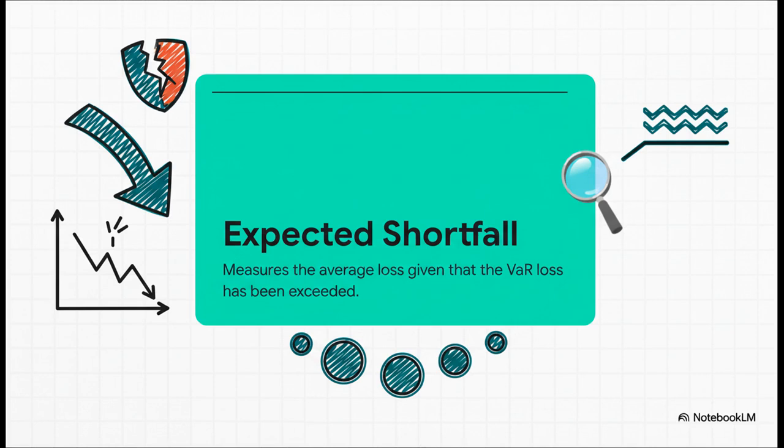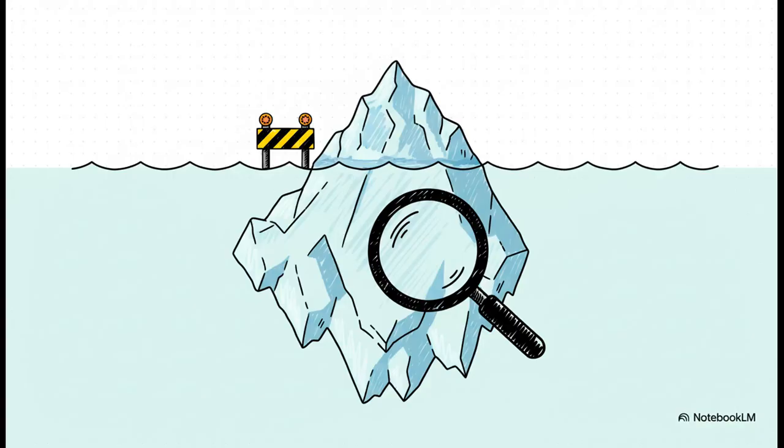It asks something very specific. Okay, for all those terrible days when we do crash past our VaR limit, what's the average loss we should expect? It finally gives us a way to measure the pain out there in that scary tail end of the distribution. And looking at them side by side really makes it crystal clear.